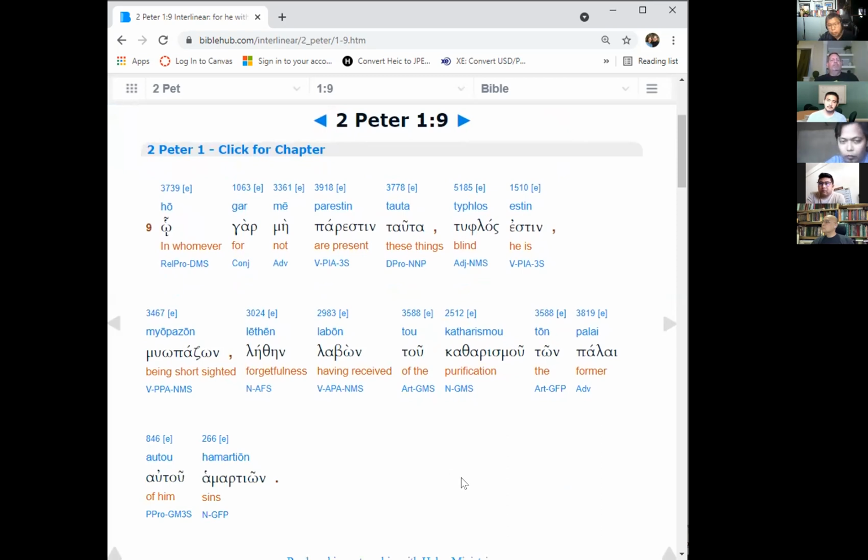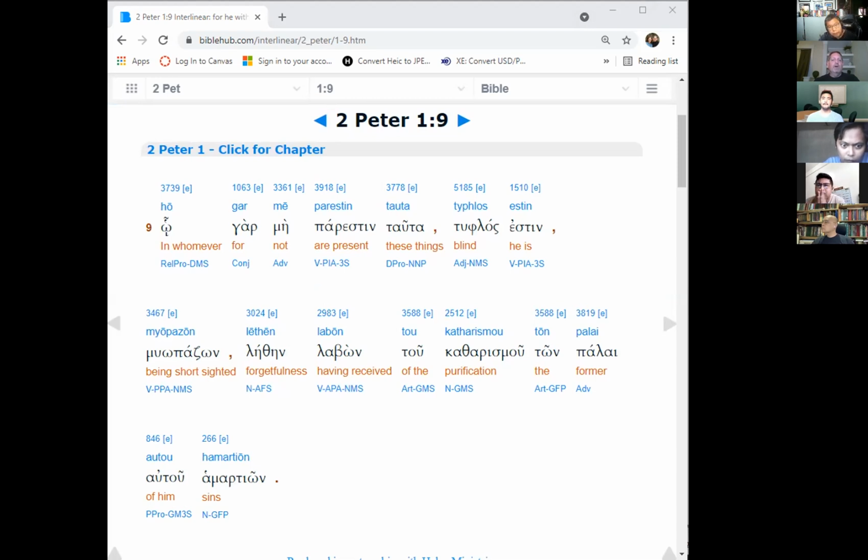Can you find the participle in this passage? Being short-sighted. Okay, so we have being short-sighted, and let's confirm. Yep. Is that a participle? Yes, Pastor. Present participle active. Okay, good. And then having received. Are there any others? Yeah, having received, Pastor. Let's check it. Aorist participle. There you go. Okay, so we have two participles here.